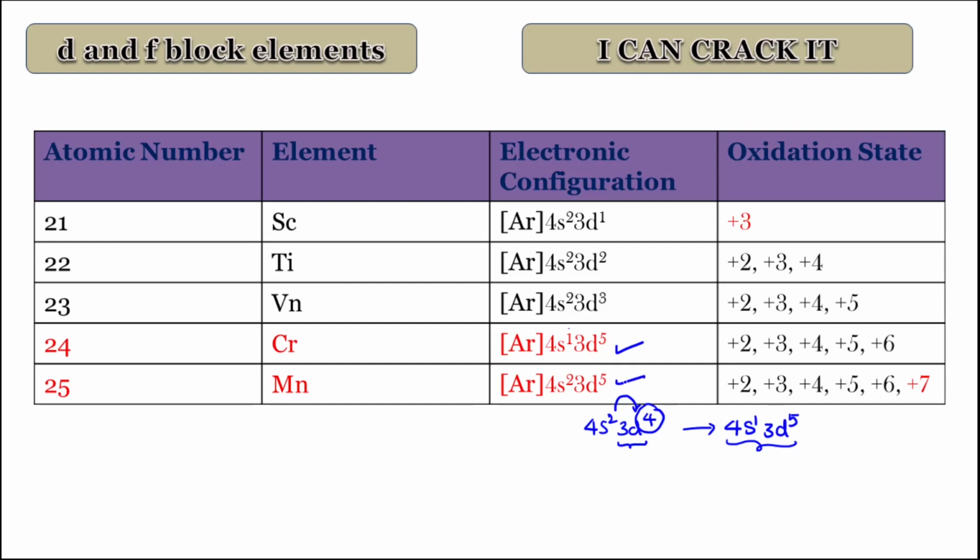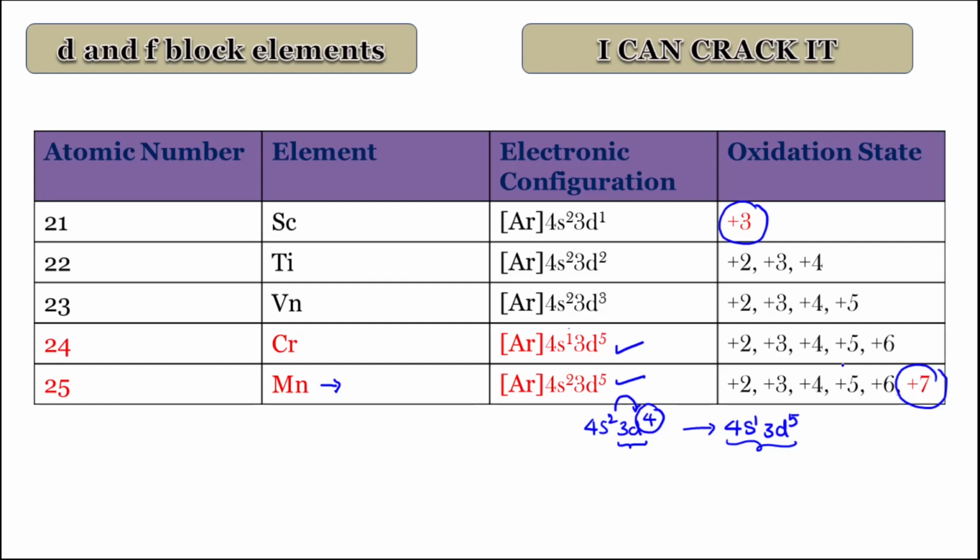And you can see manganese also has a very stable electronic configuration of 4s2 and 3d5. That is why manganese shows exceptionally low melting and boiling points. Here you can see the oxidation state of scandium is +3, and manganese shows the oxidation state of +7, which is the highest for 3d series elements. The +7 oxidation state is highest for 3d series elements, shown by manganese.